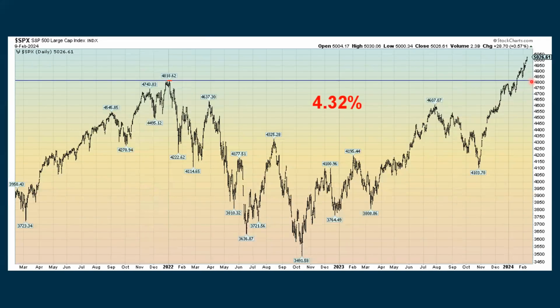Then this just measures how far we are above the previous all-time high that we set. I started using this chart to show how far below we were from the all-time high, but since we've surpassed that, now this turns into a positive number. And since we did set that new all-time high and have been continuing to go up, in fact, we're above 5,000 now with the S&P, we're up 4.32% from the previous all-time high.